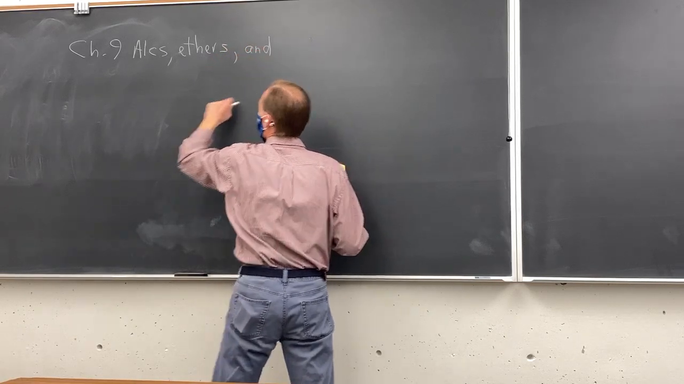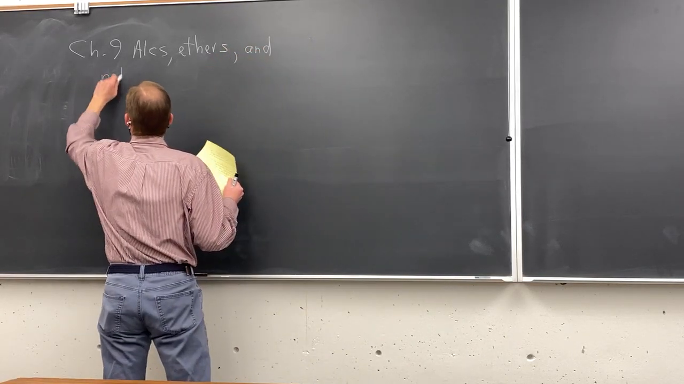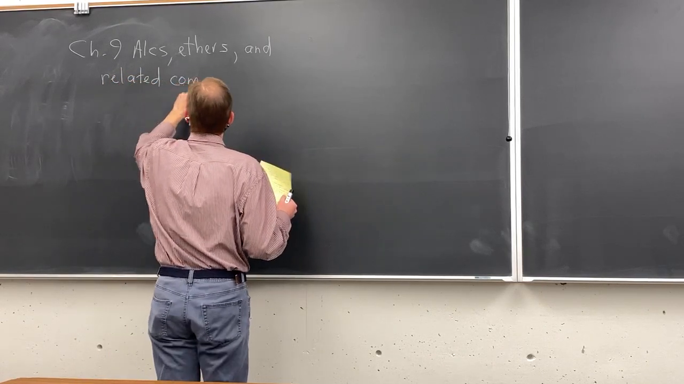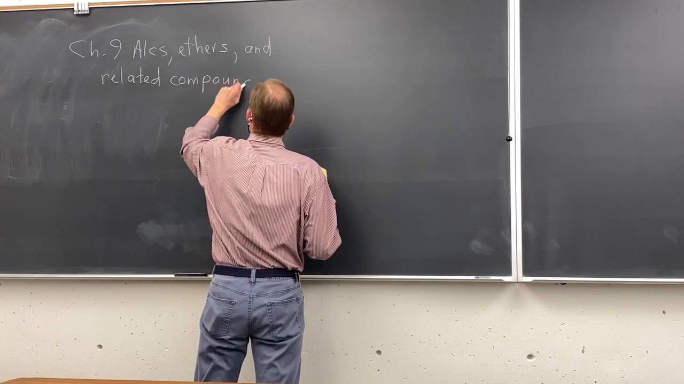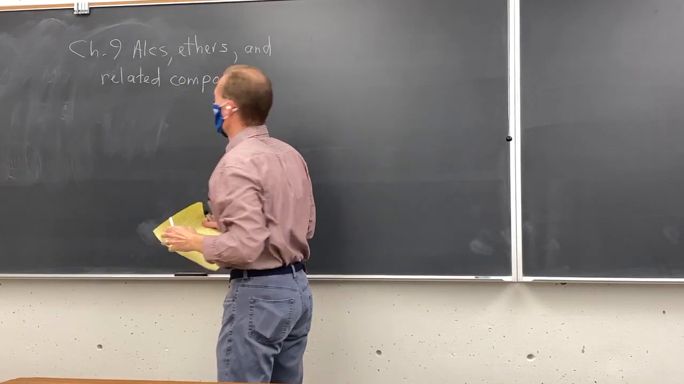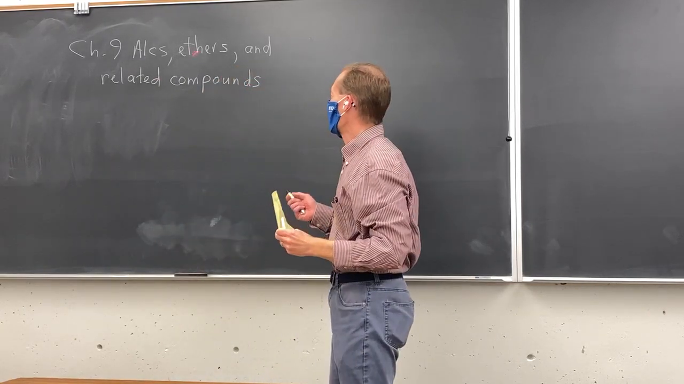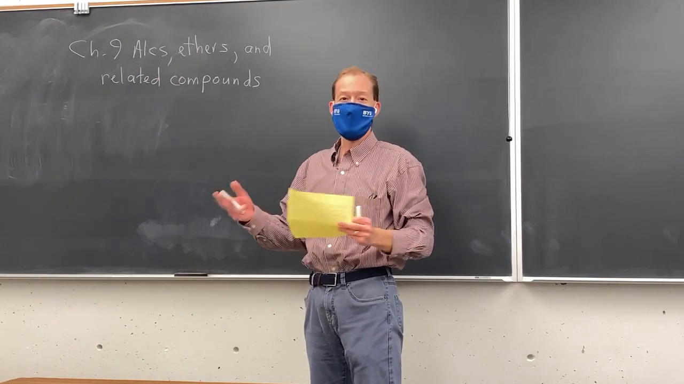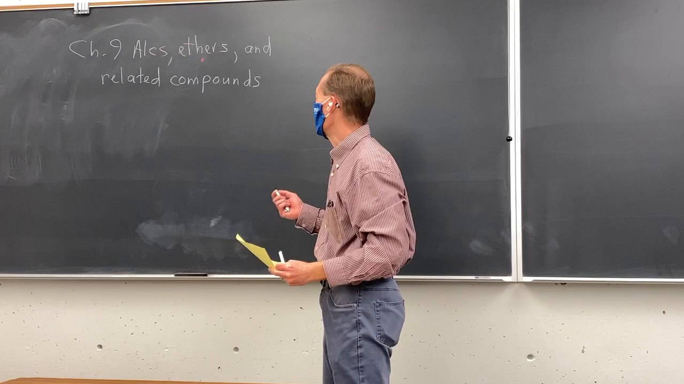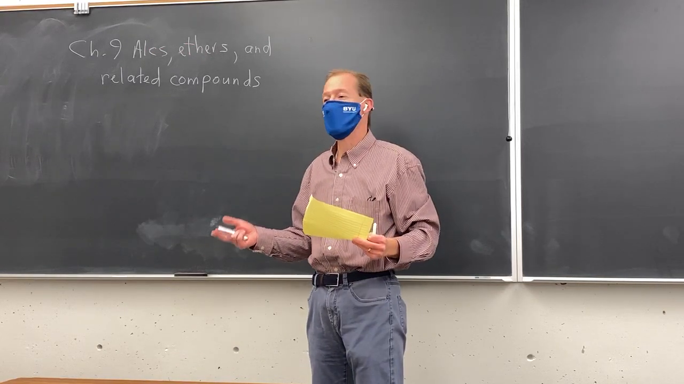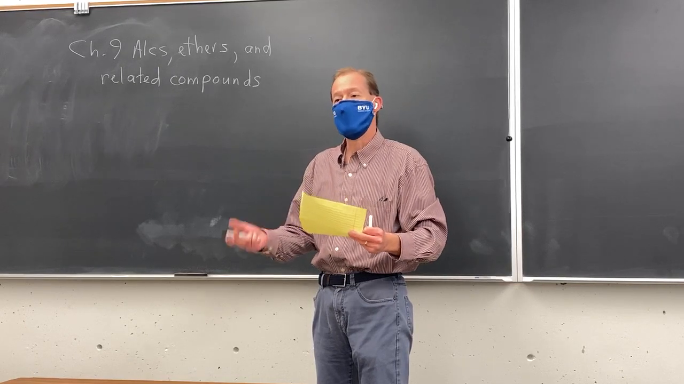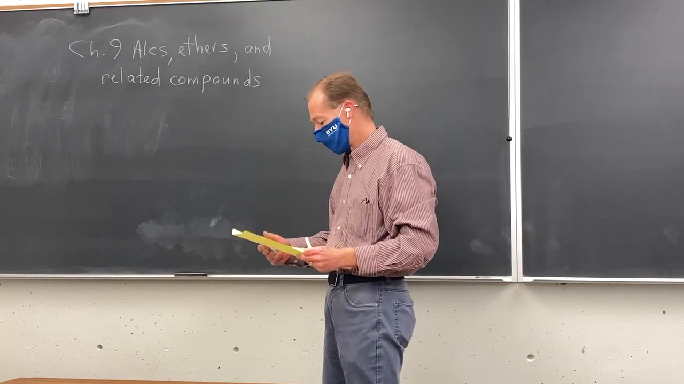And related compounds. Okay. And so in addition to alcohols and ethers in this chapter, we learned about thiols and sulfides briefly, which are analogous to alcohols and ethers, but have sulfur atoms. And then we spent some time talking about epoxides as a special type of ether.